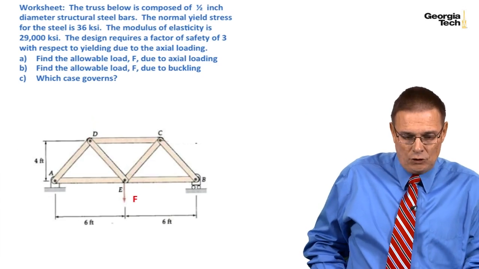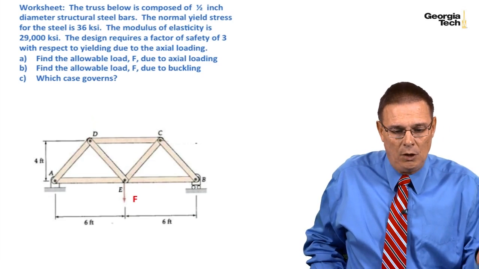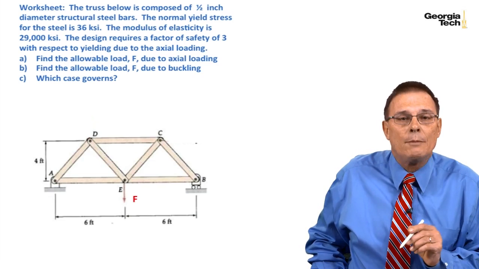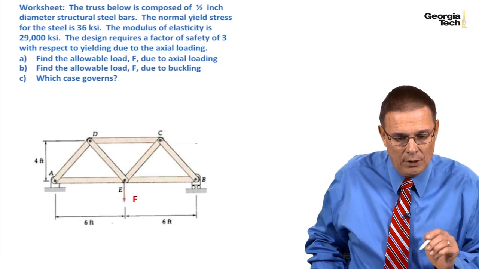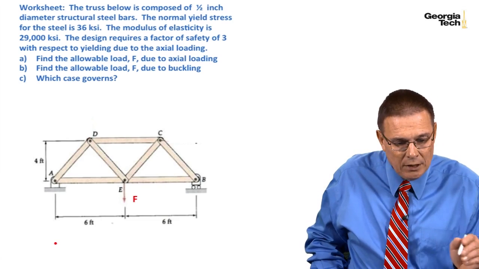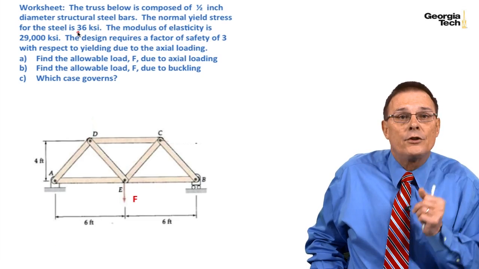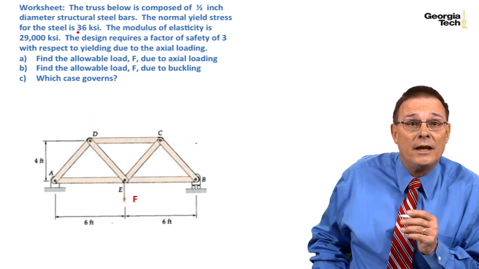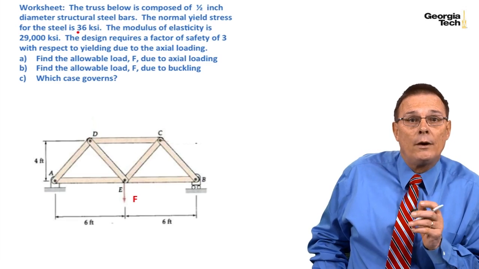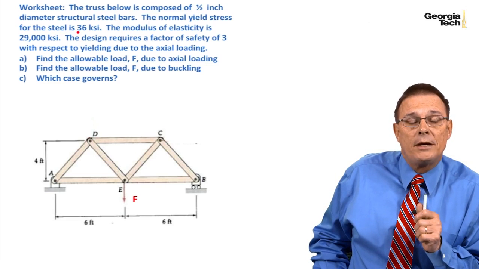And now let's do a worksheet. We've got a truss below composed of 1/2-inch diameter structural steel bars. The normal yield stress for the steel is 36 KSI. The modulus of elasticity for the steel is 29,000 KSI. We're going to require a factor of safety of 3 with respect to yielding due to the axial load.